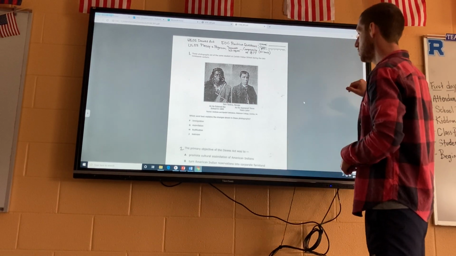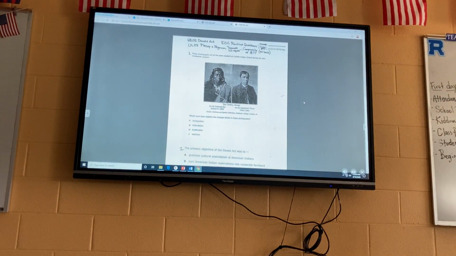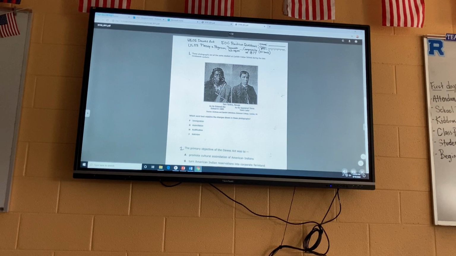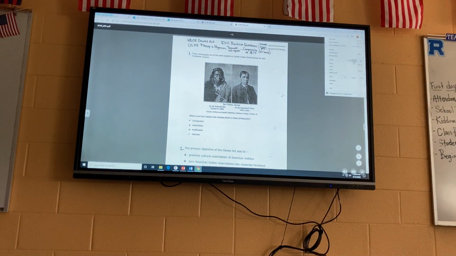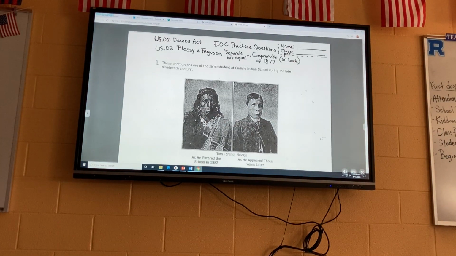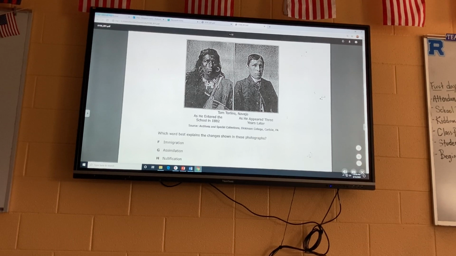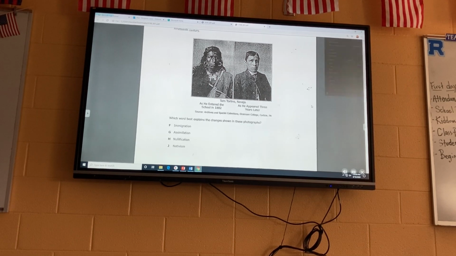So this is page 2. Let me go over here and zoom in real quick so that way we can see it perfectly. Hope everybody's having a good day, those of you at home. All right, here we go.